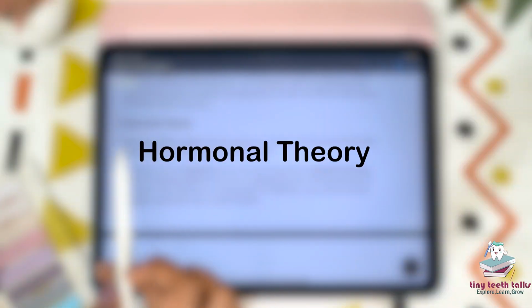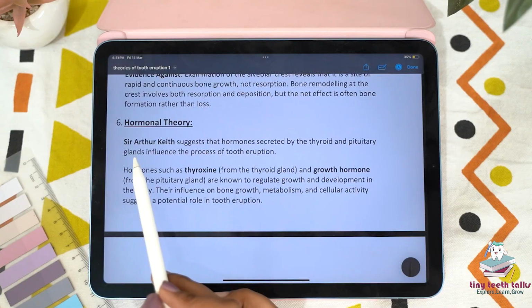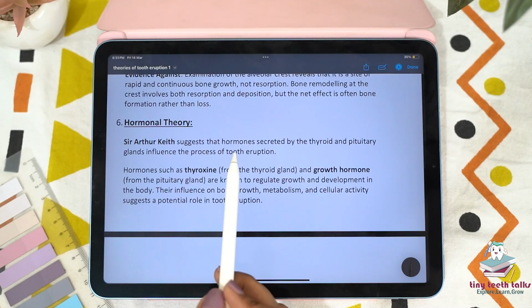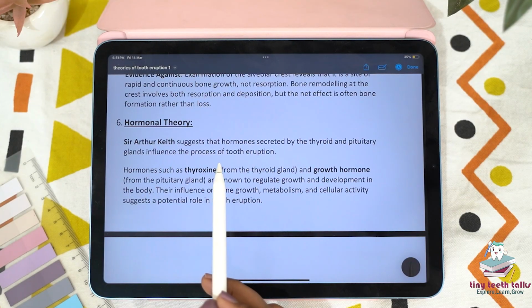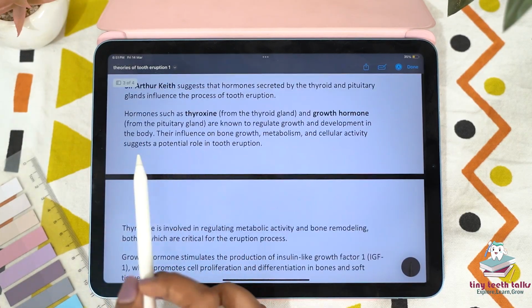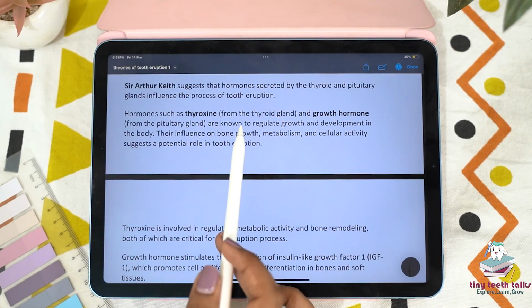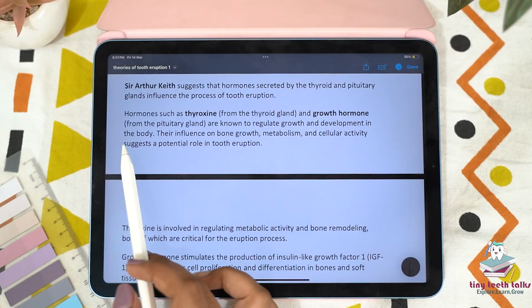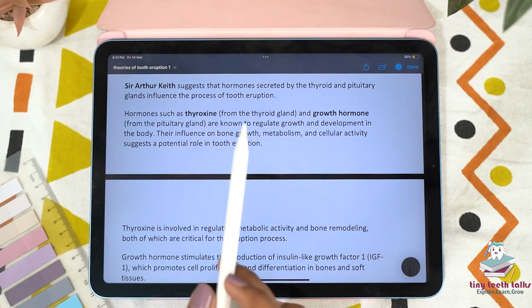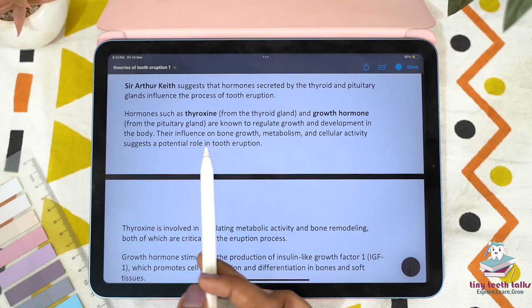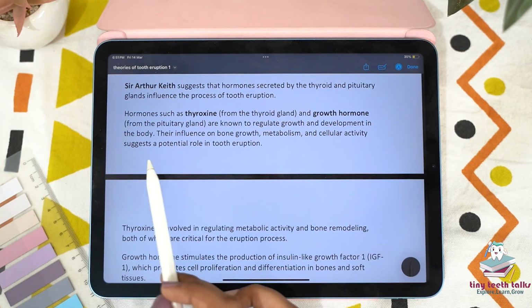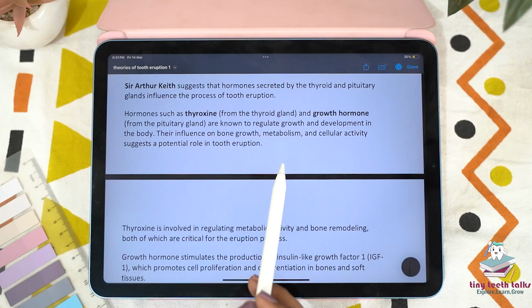than the loss. Coming to the sixth theory, which is hormonal theory, Sir Arthur Keith suggests that hormones secreted by the thyroid and the pituitary glands influence the process of tooth eruption. So hormones such as the thyroxine, which is secreted from the thyroid gland, and the growth hormone, which is secreted from the pituitary gland, are known to regulate growth and development in the body. Their influence on the bone growth, metabolism, and cellular activity suggest a potential role in tooth eruption.